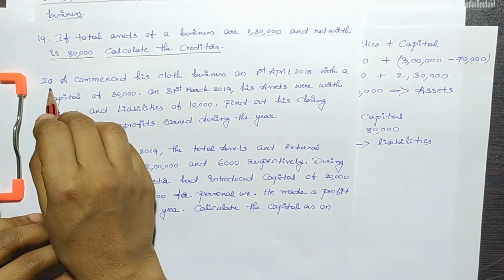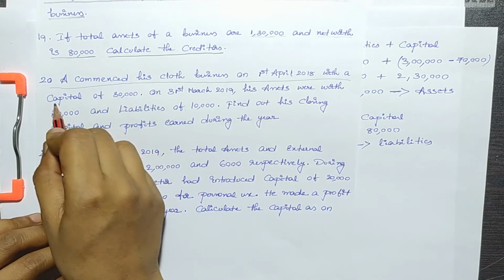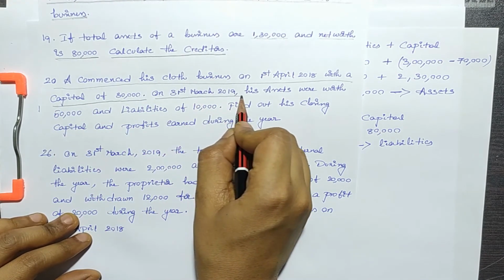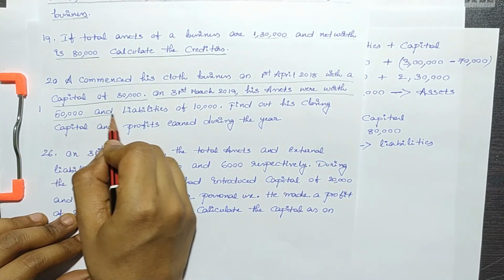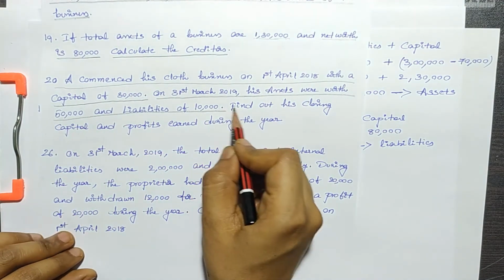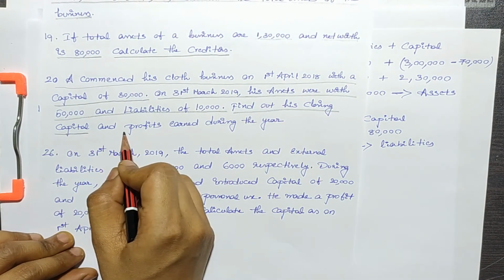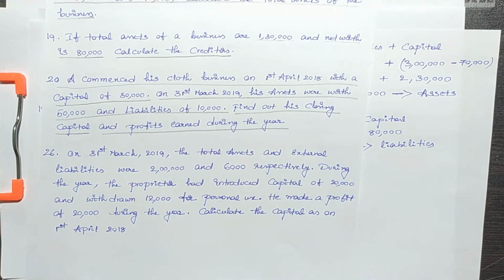Next problem is, A commenced his cloth business on 1st April 2018 with a capital of 30,000. On 31st March 2019, his assets were worth 50,000 and liabilities were 10,000. Find out his closing capital and profits earned during the year. In the question, they have given the opening capital, that is 30,000.